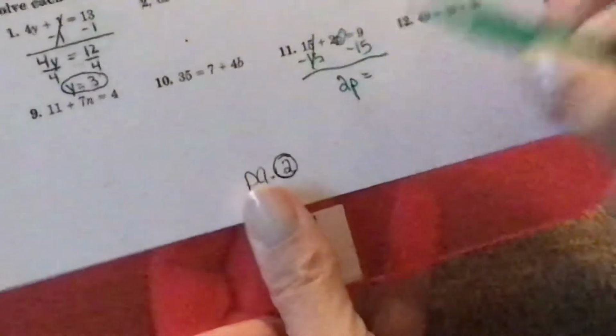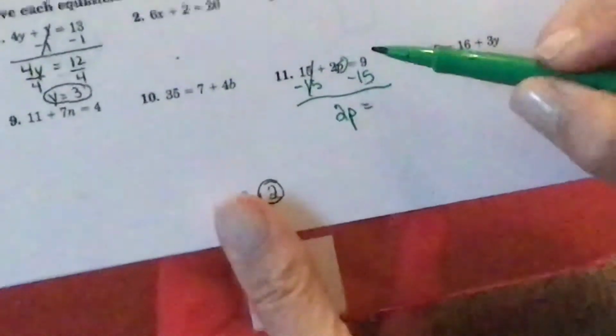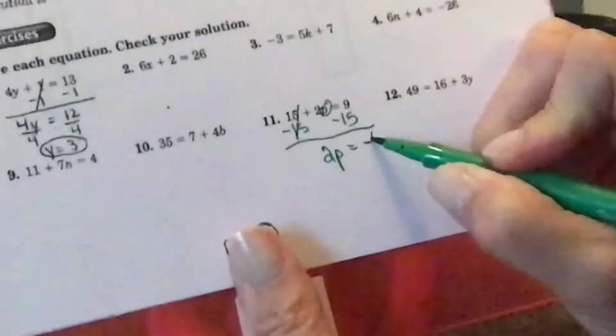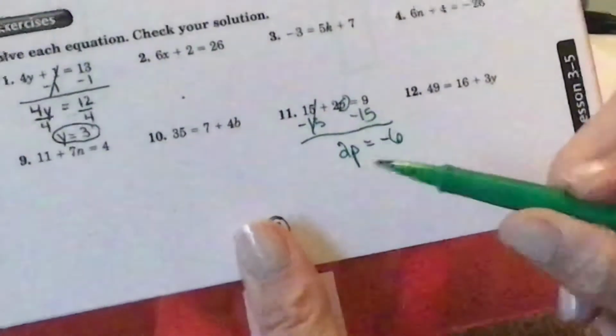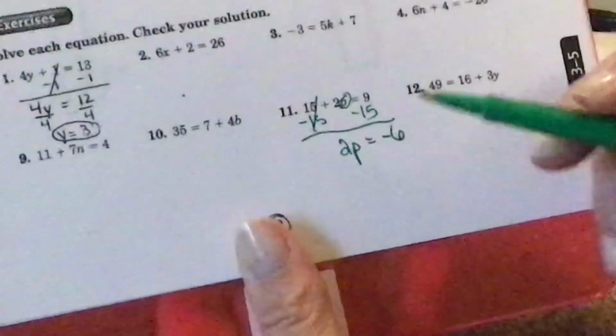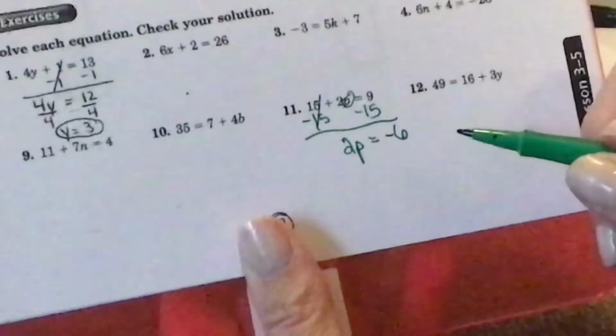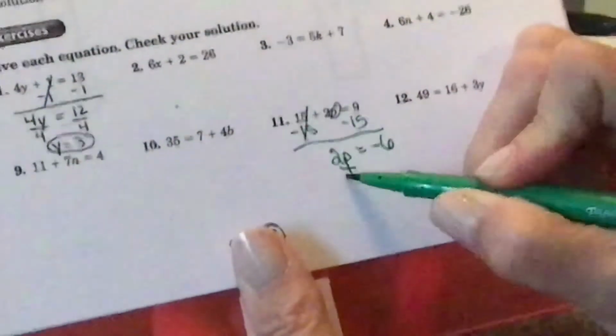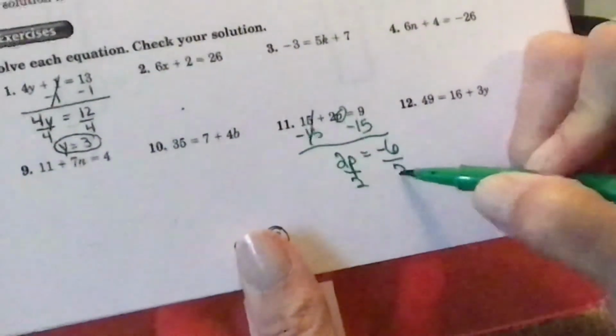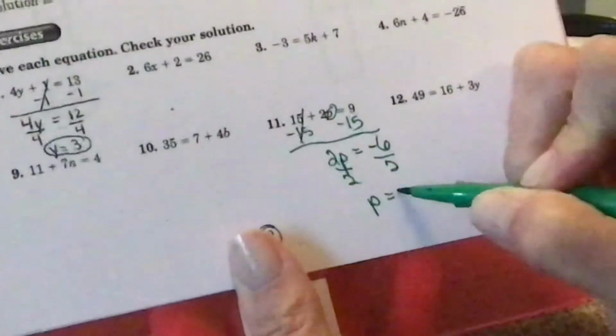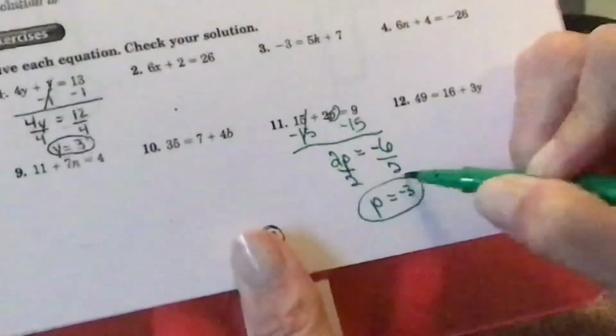I know this is messy because I'm trying to hold it up in the air. 9 subtract 15 is negative 6. So I have 2 p's on the left side of the hanger. I have negative 6 on the right side of the hanger. I'm going to divide both sides by 2. And you get negative 3. So negative 3 is your solution.